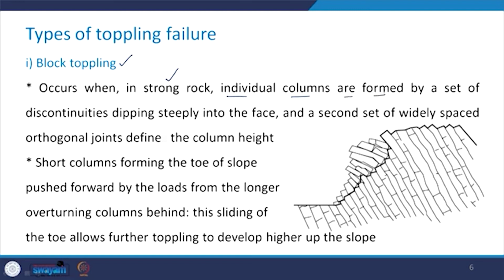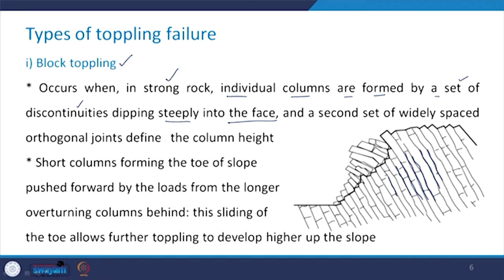individual columns are formed by a set of discontinuities which are dipping steeply into the face, and there occurs a second set of widely spaced orthogonal joints which define the column height. Take a look at this figure. So, we have a set of discontinuities which are dipping in this direction. This is one set of discontinuity. So, these are steeply dipping into the face.